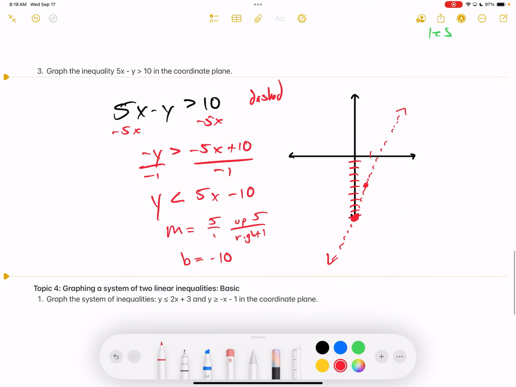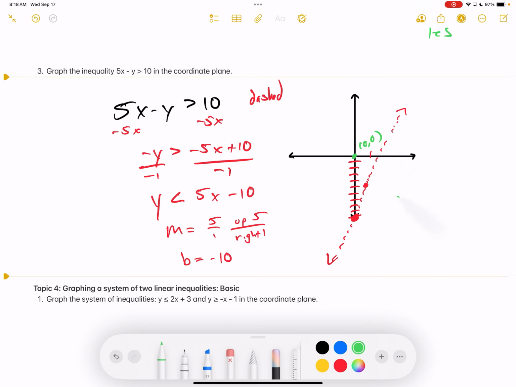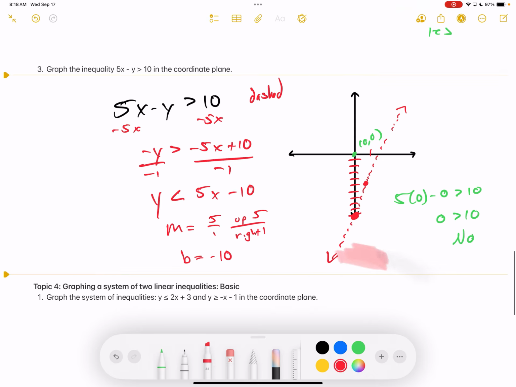Okay. So especially on this one, if I'm looking at y is less than 5x minus 10, it does get confusing which side is below. So when we plug in 0, 0 to see which way to shade, again, it's easier to plug it into the top one, because I get 0 is greater than 10. That is not true.